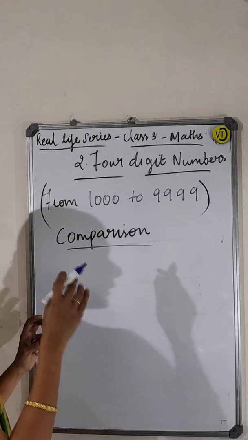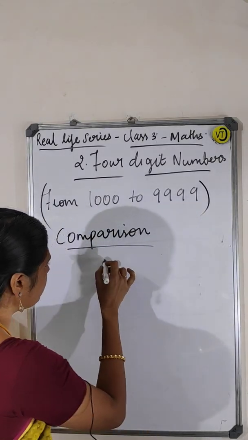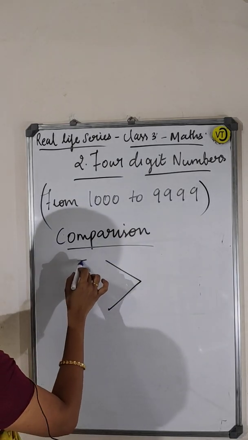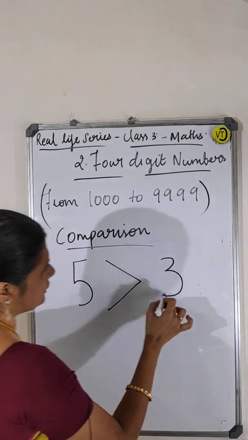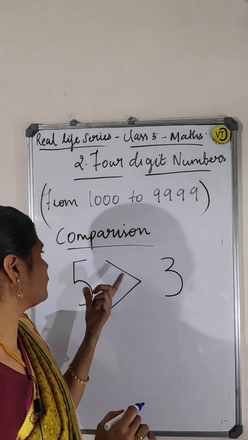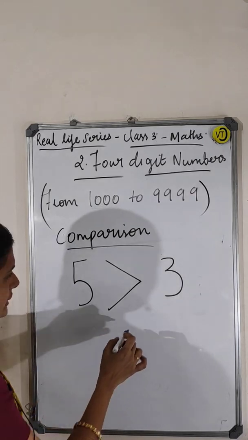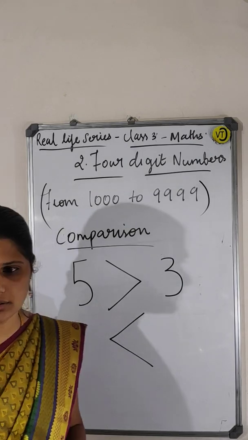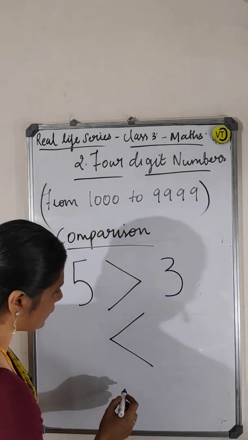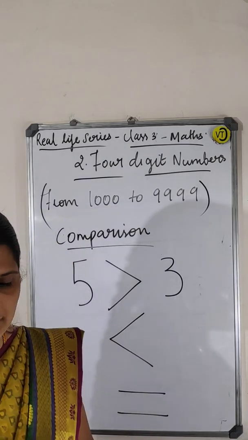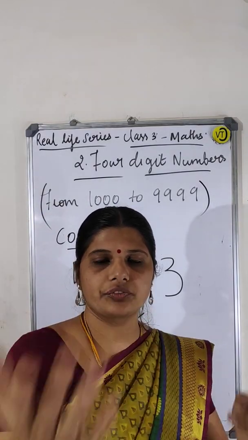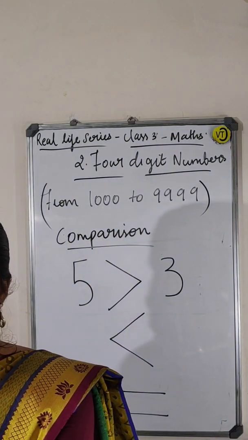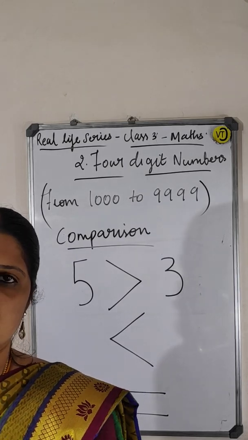What is that? Crocodile mouth, right? This is the greater symbol. So 5 is greater than 3, right? Less than means what? This is less than, this is greater than. Okay, you know this, right? What about equal to? Equal to means what? This is equal to. Equal sign. Both are equal. 5 equal to 5. Thousands equal to thousands. This is the way you can represent this symbol here. It is equal to.